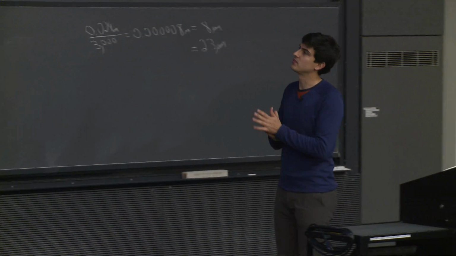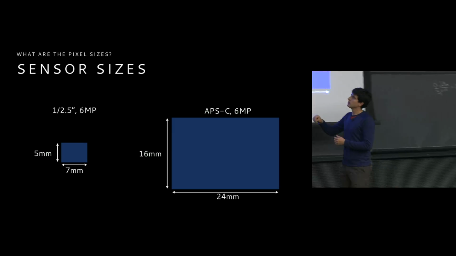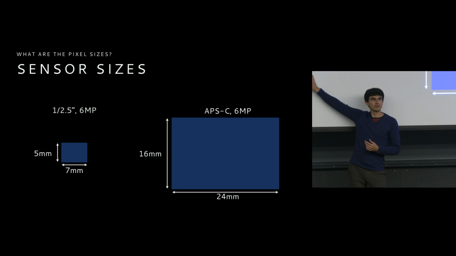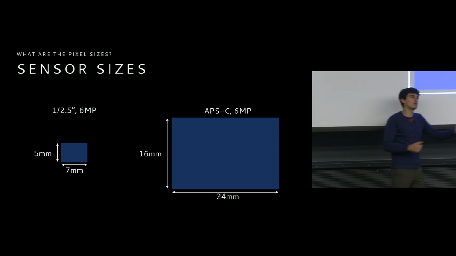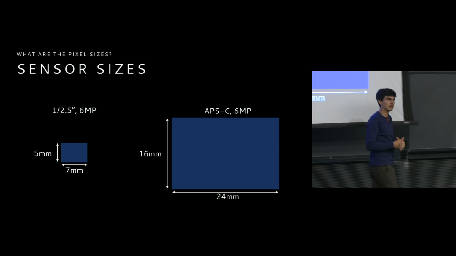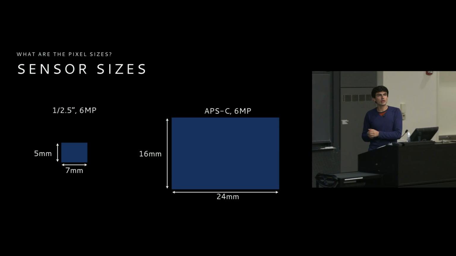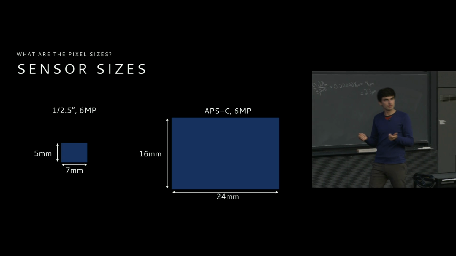Imagine that we have two cameras. They are otherwise identical, except that one of them has the sensor on the left and one of them has the sensor on the right. Now imagine that we put a lens in the front of this camera. It doesn't matter what the lens is. You can imagine any lens. But imagine that we have the same lens on top of both of these cameras.